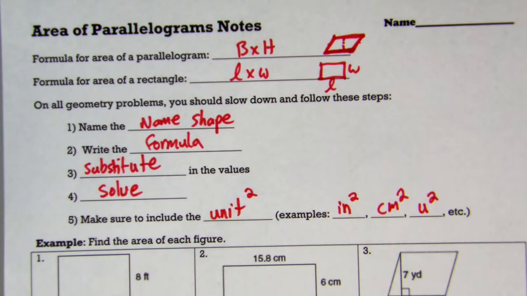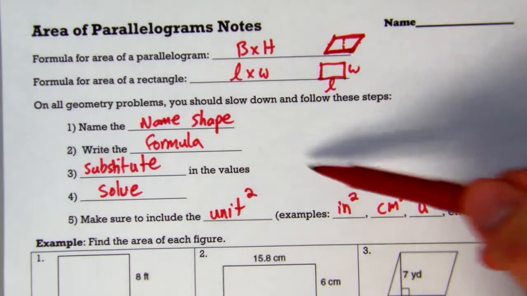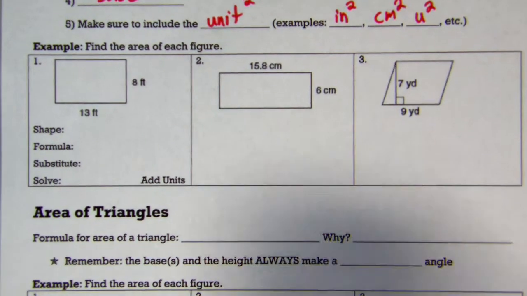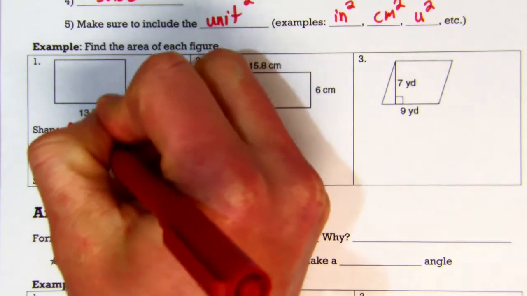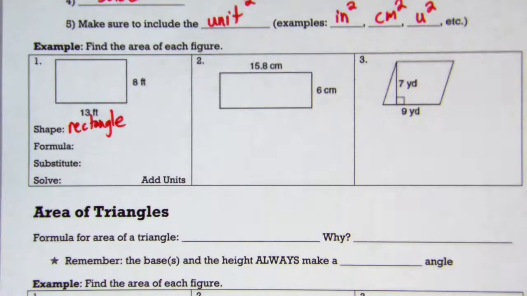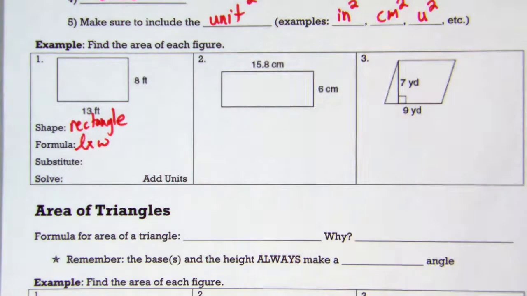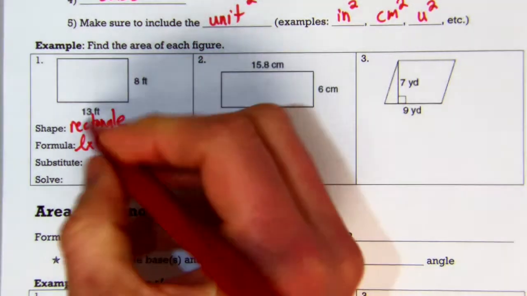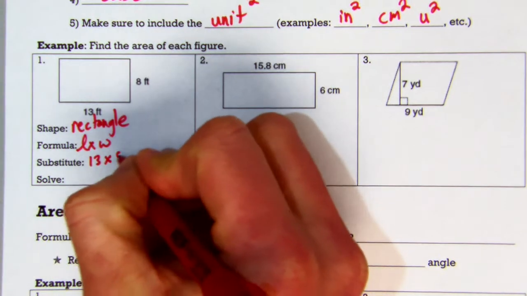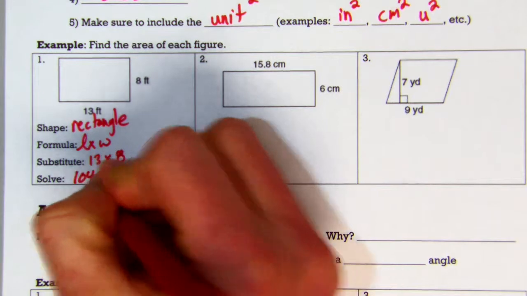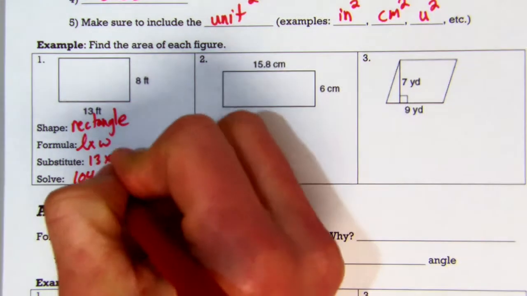All right, let's take these steps into our problems and see how we do. Our first example is a rectangle. Make sure I write rectangle down. The formula for the rectangle is length times width. We're going to substitute in there. Our length is 13, our width is 8, so I'm going to do 13 times 8, which gets me an answer of 104. I'm going to add my units in, and it's feet squared.